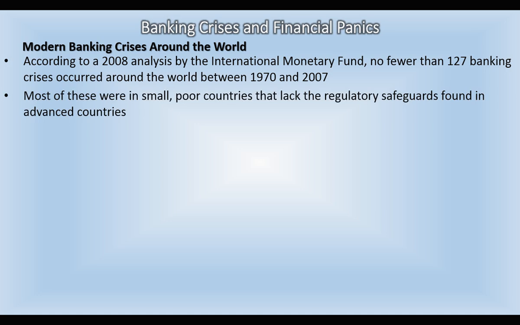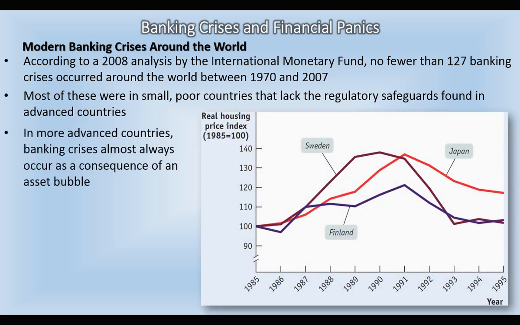Most of these were in small, poor countries that lacked the regulatory safeguards found in advanced countries. So the regulatory safeguards we have here, like FDIC, reserve requirements, capital requirements, you'll find them in most developed countries. In more advanced countries, banking crises almost always occur as a consequence of some kind of asset bubble.